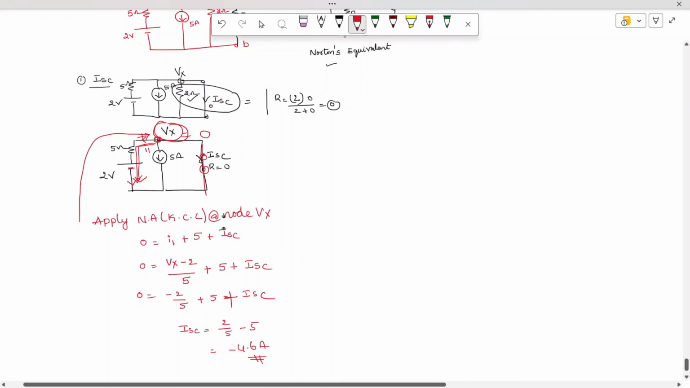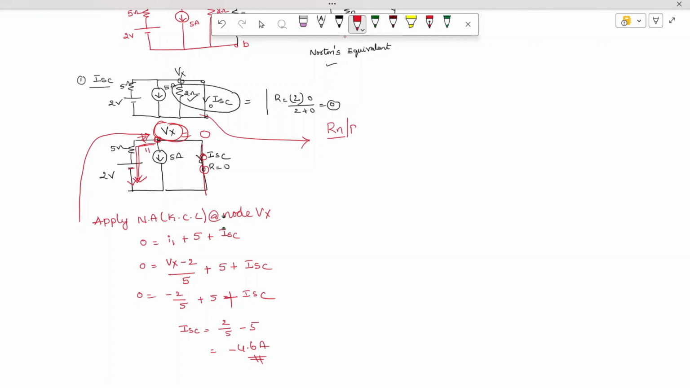And come to this same network. The procedure of finding RNorton or RThevenin remains the same, with sources inactive. Here I have a voltage source of 2 volts. We need to deactivate it. Deactivating it is nothing but making it a short circuit. And second, we have a current source of 5 amperes flowing downwards. Deactivating this source is indirectly making it like an open circuit.